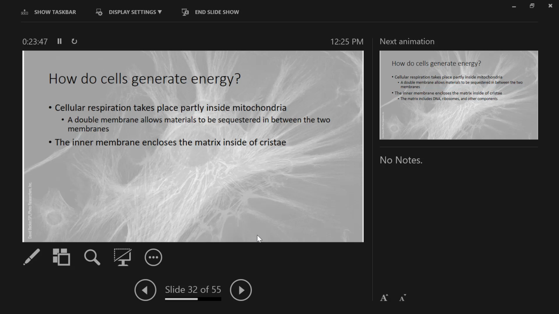And then you have these folds within the inner mitochondrial membrane that almost produce disc-like structures within the mitochondrion that we call cristae. Inside of the matrix, you have mitochondrial DNA, ribosomes, and other components that function inside of the mitochondrion. And the presence of DNA is interesting. So you have DNA within the mitochondrion, and what would that suggest?